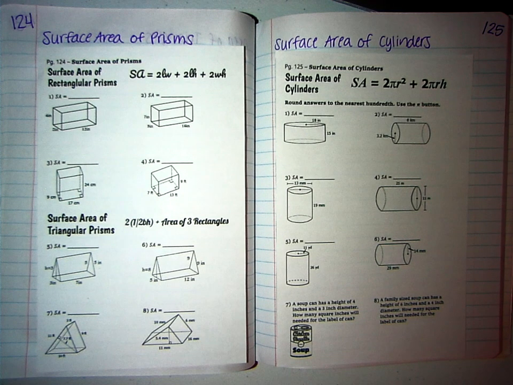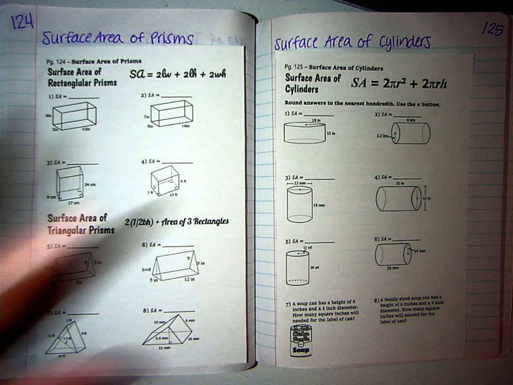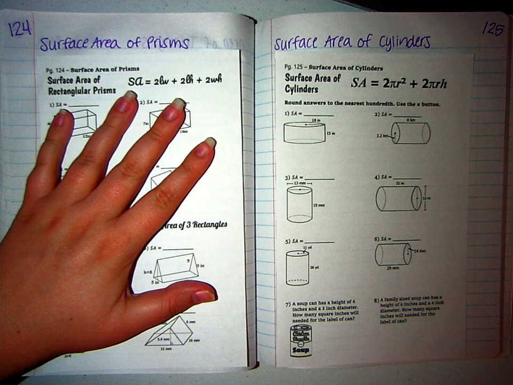So I think we did enough review of area of two-dimensional figures. Now we are moving on to three-dimensional figures. And we're going to start with page 124.